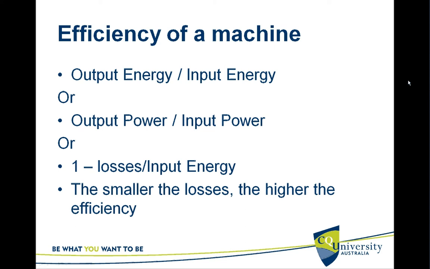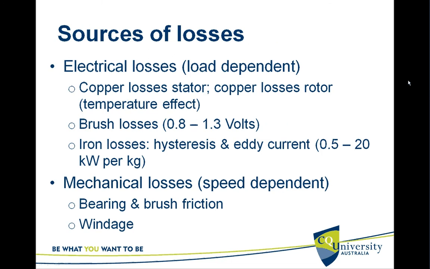So the efficiency of a machine is defined as the output energy divided by input energy, or output power divided by input power, or in other words 1 minus losses divided by input energy. And obviously the smaller the losses, the higher the efficiency. Now what are the sources of losses?